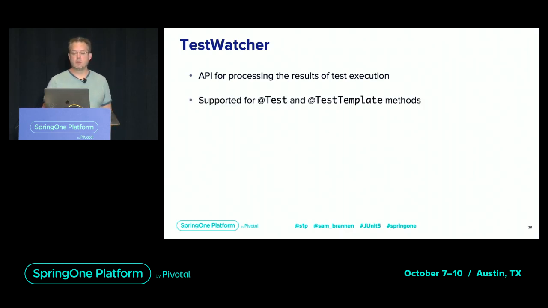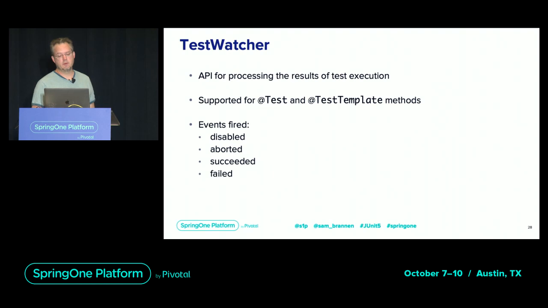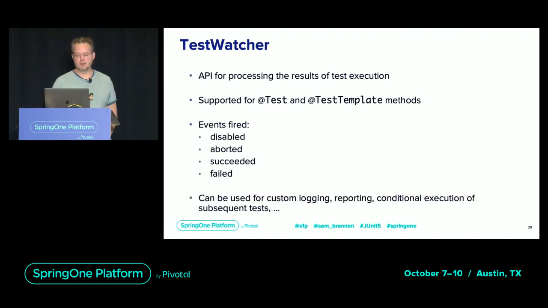This is supported for test methods and test template methods like the repeated test and parameterized test. And various events are fired. If a test was disabled or aborted mid-flight, aborted means it was already started, but a certain type of aborted exception was thrown in between, and whether or not it was successful or it failed, you can react to those events. So again, maybe custom logging, maybe conditional execution of subsequent tests. That would be a more advanced use case.